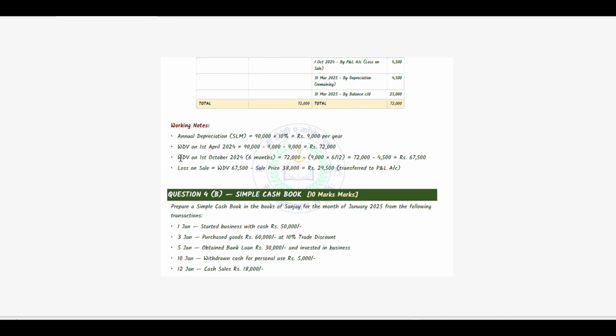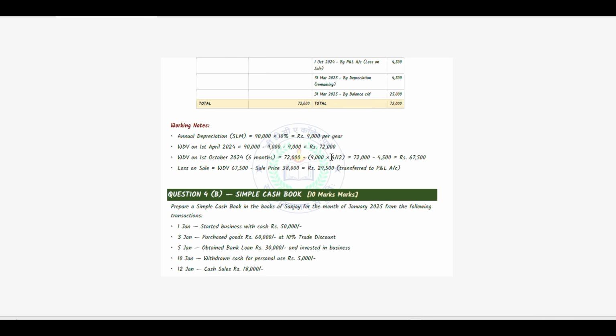The second year actually. To write down value on 1st October 2024 for 6 months, we have to calculate it for 6 months, because on 1st October 2024 we sold the machinery for 38,000 rupees. So it will be calculated for 6 months only. We don't have to calculate it on the 72,000, because it is already mentioned in the question that it is SLM, straight line method or fixed line method. So we have to calculate it for 90,000 rupees only.